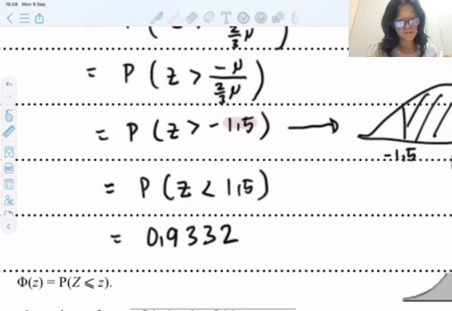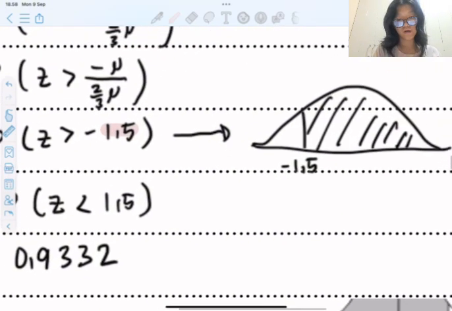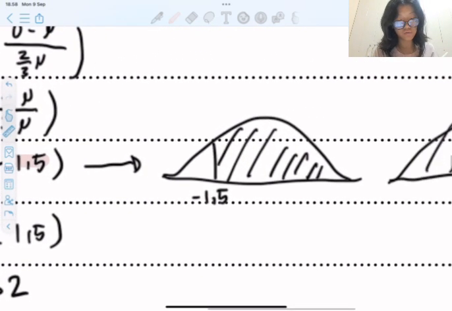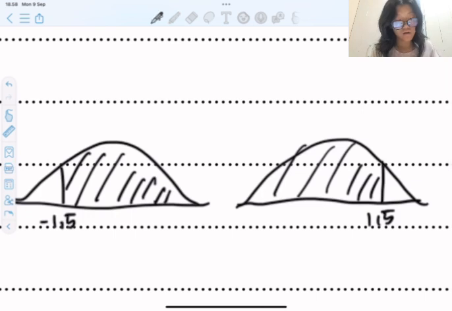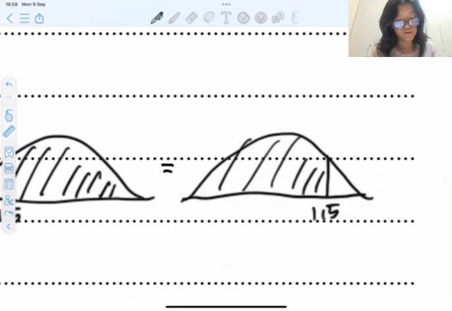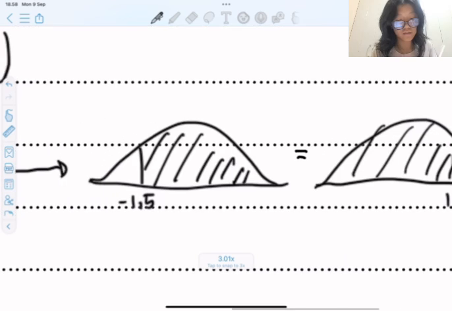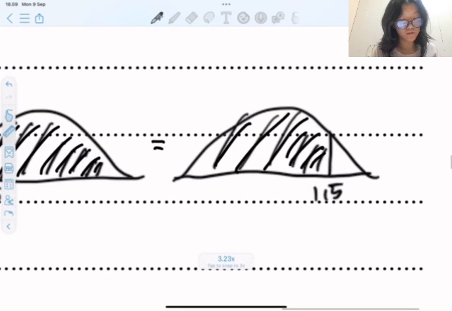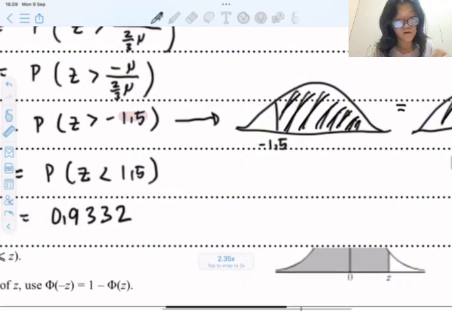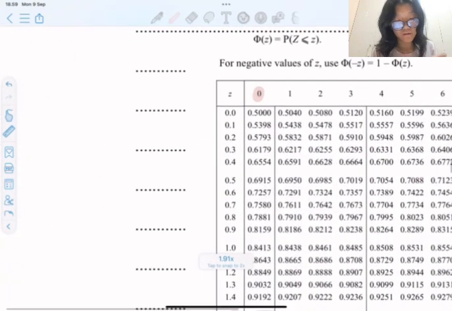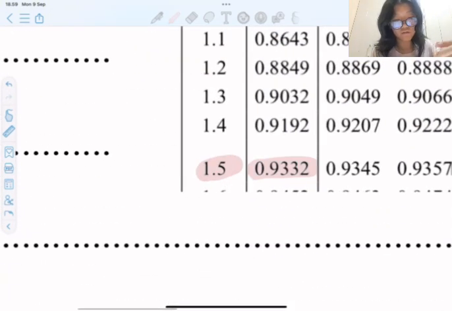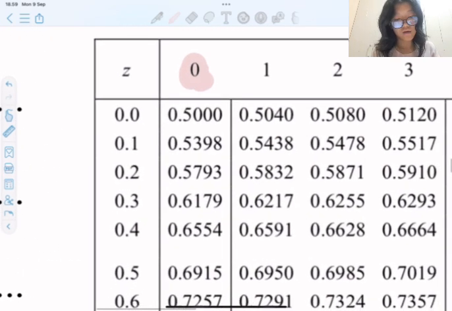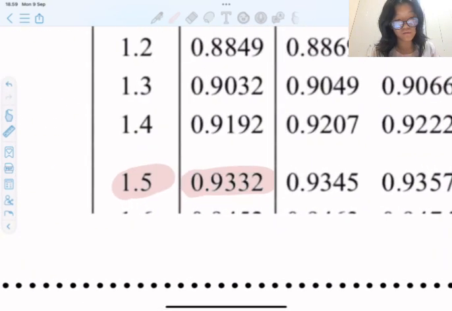And then probability z is greater than minus 1.5 is equal to probability z less than 1.5, because it's exactly the same area as this one. So we can just find it with probability less than 1.5, which is 1.5 and then 0 for this one, and the answer is 0.9332.